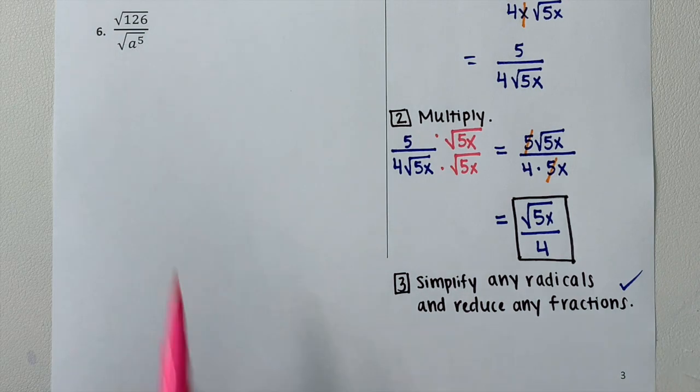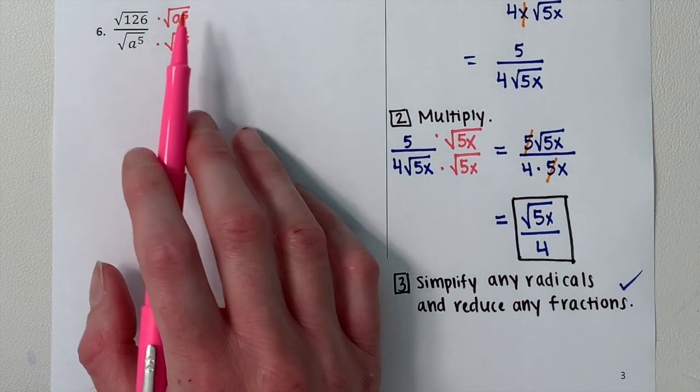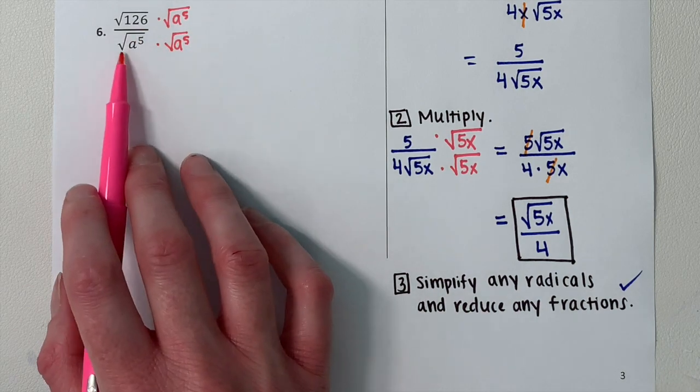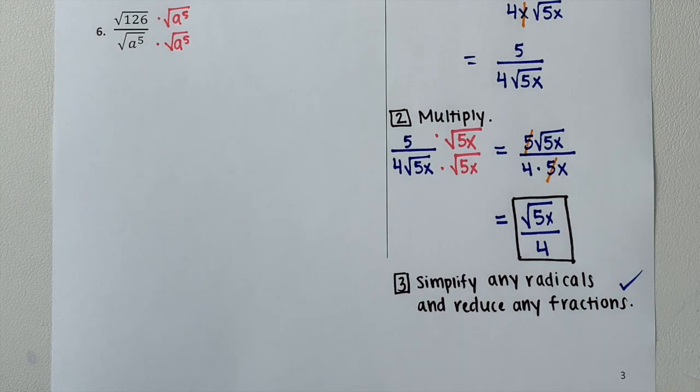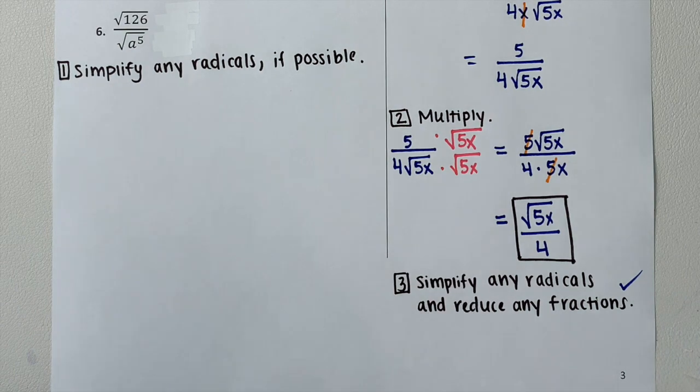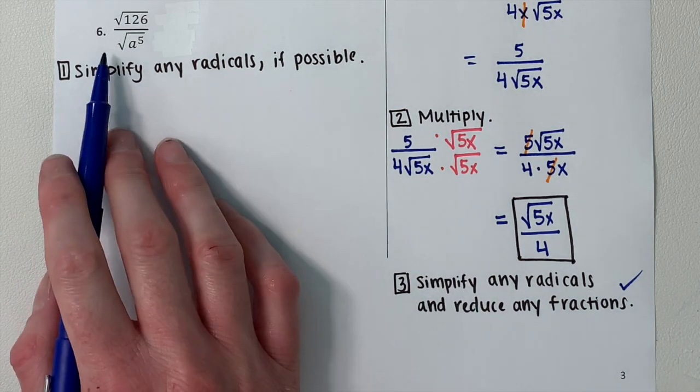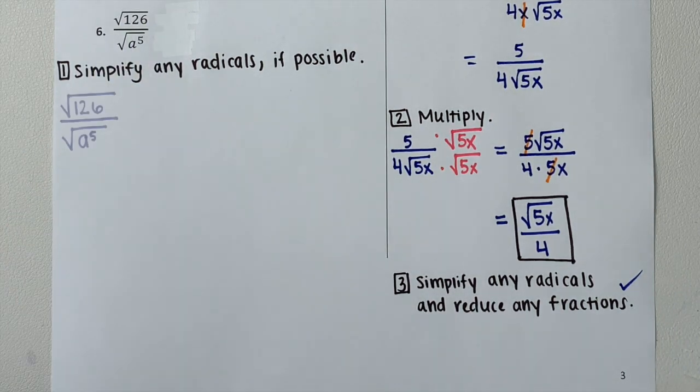Now again, to rationalize this denominator, some people like to right away multiply the numerator and the denominator by the square root that they see in the denominator. And that works. You'll get the correct answer. But I always like to first, in step 1, simplify, because that will make your numbers smaller and often easier to deal with. So instead of doing this, let's simplify any radicals if possible. I'm going to start by copying the original problem here.